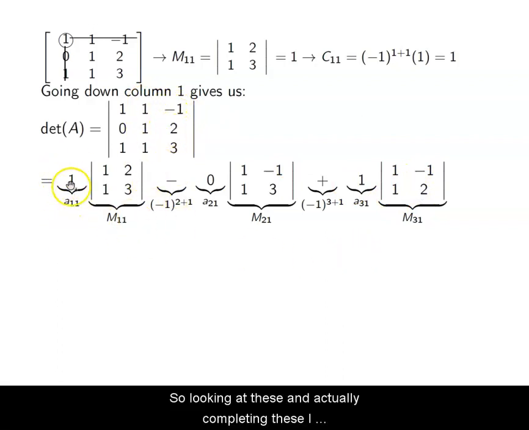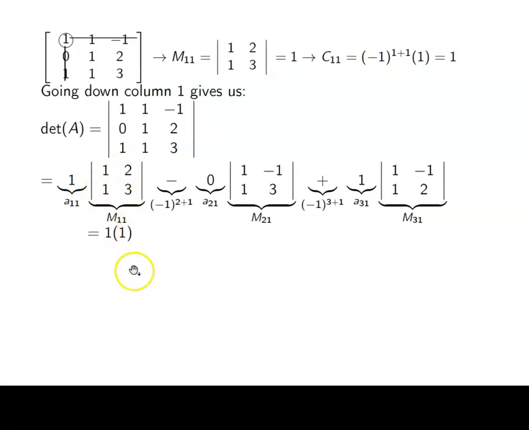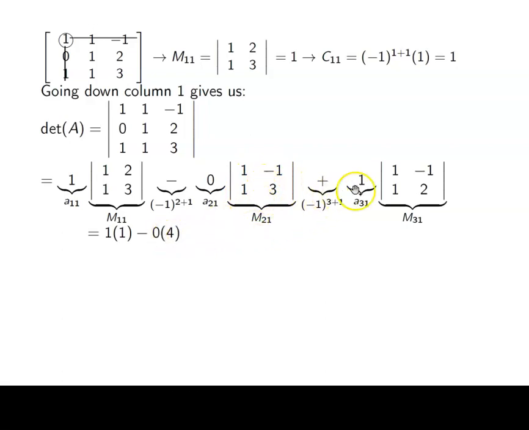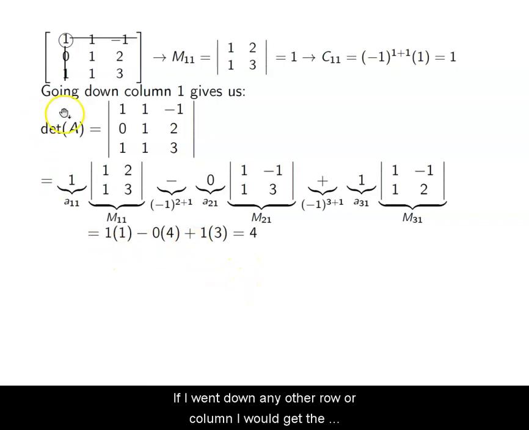So looking at these and actually computing these, I have 1 times 1. Okay. 0 times, I actually computed for you guys, but I don't really need to, right? But this is 3 minus a negative 1, so this should be 4. Okay. Plus 1 times 2 minus a negative 1, so 3. So I have 1 plus 3, or 4. And if I went down any other row or column, I would get the same thing.